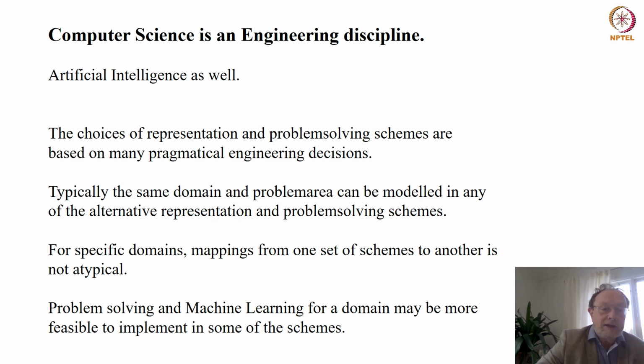The other aspect is that the representation should be a convenient base for an efficient implementation. So it may be so, for example, we will see that later, that we can have a neural network representation which is then mapped totally onto an array representation, and then the computation will happen in the array representation. So problem solving and machine learning for a domain may be more feasible to implement in some of these schemes, while some other forms may be useful for other purposes.